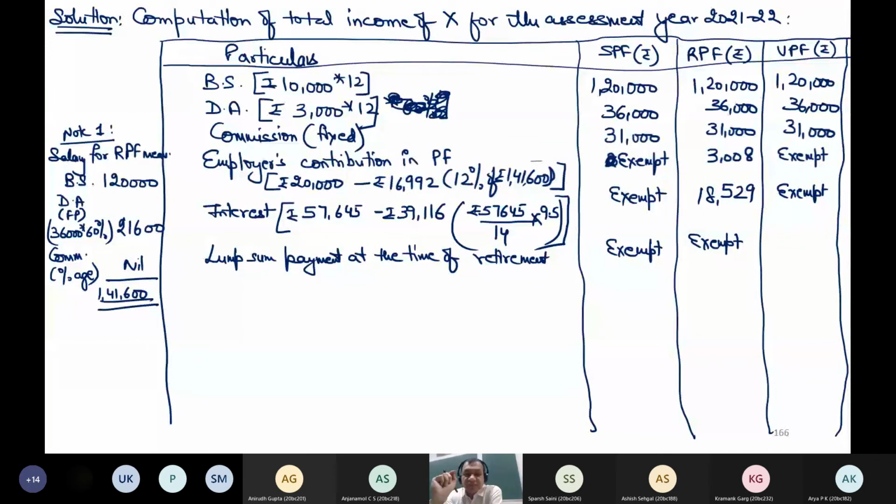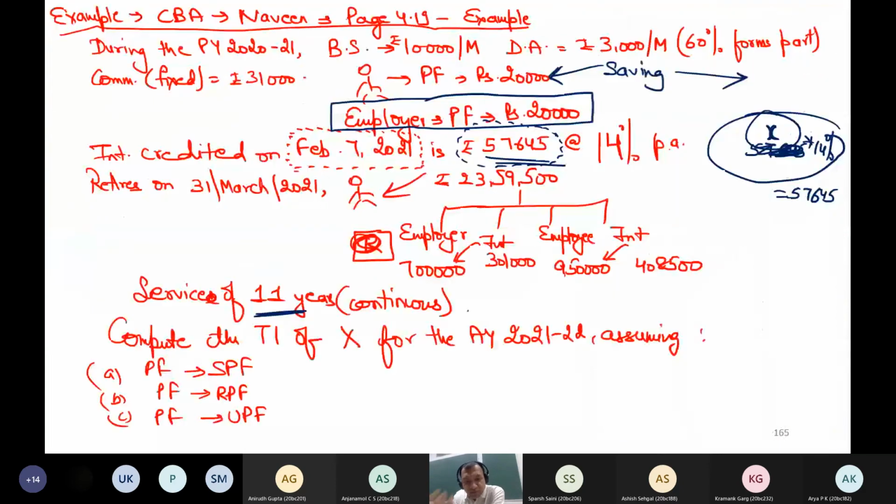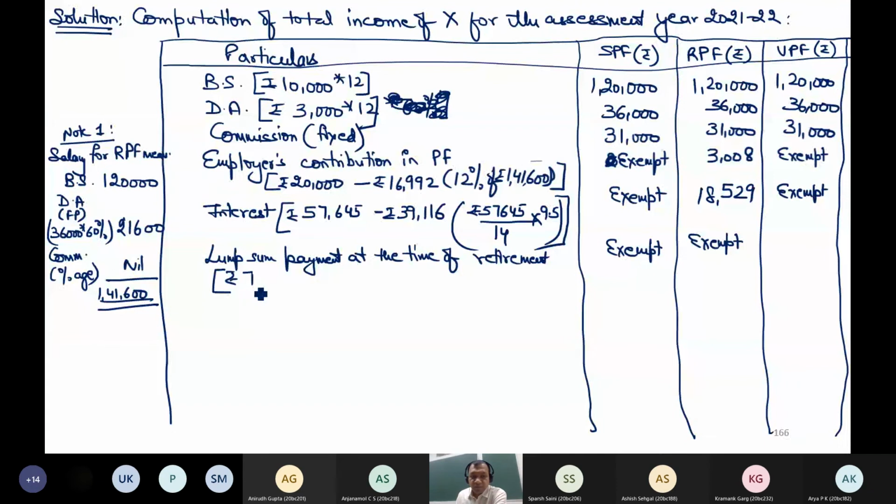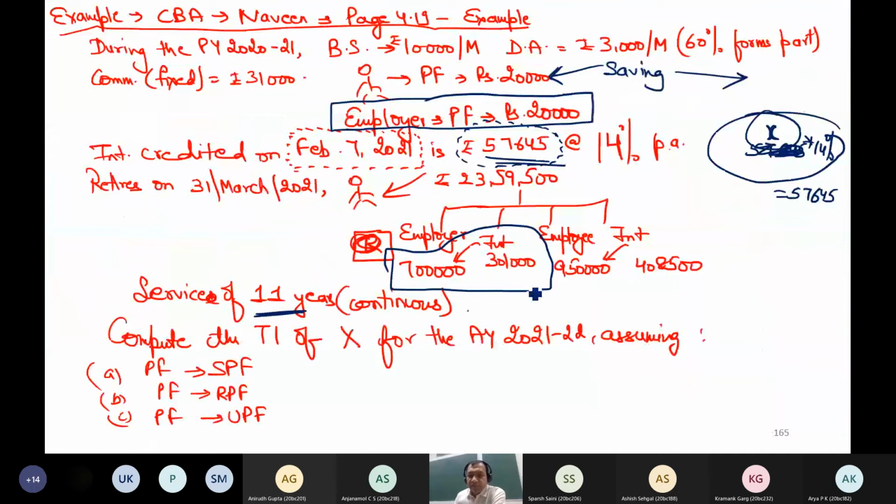In UPF now it is taxable. And how much is taxable? Interest on employer contribution and employer's contribution, 7 lakh and 3 lakh 1,000, which is ten lakh 1,000. This 10 lakh 1,000 is taxable as income from other sources, and employees' contribution is not an income. This interest is taxable as income from other sources.